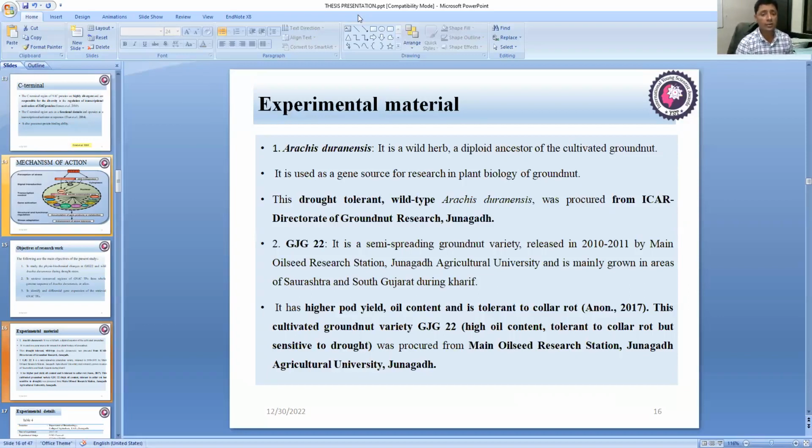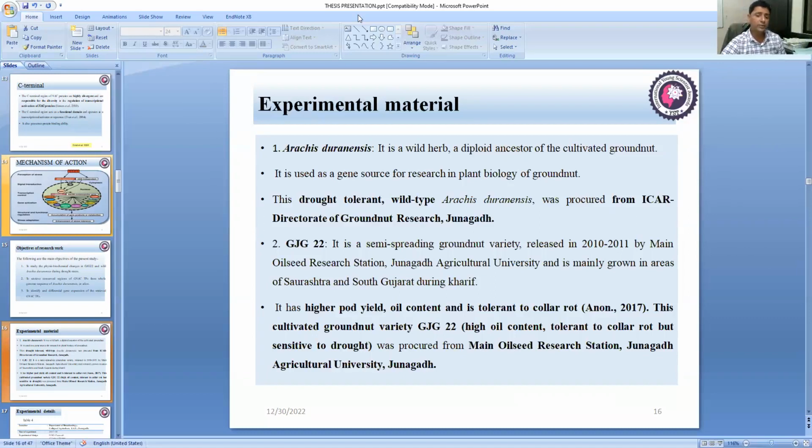So in this case, the drought-tolerant wild-type Arachis is procured from the Directorate of Groundnut Research, and another variety which is very essential in the experiment is GJG22, which is cultivated mainly in the western belt of India, specifically in the Gujarat region.